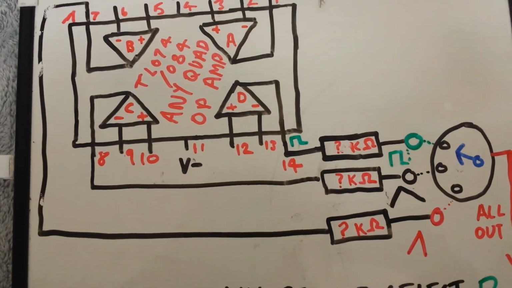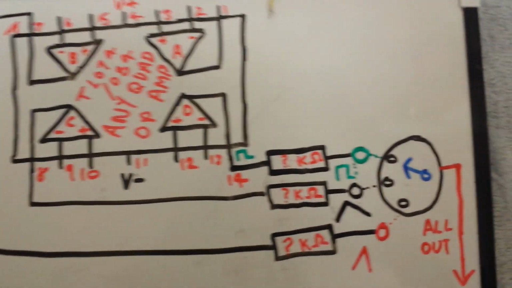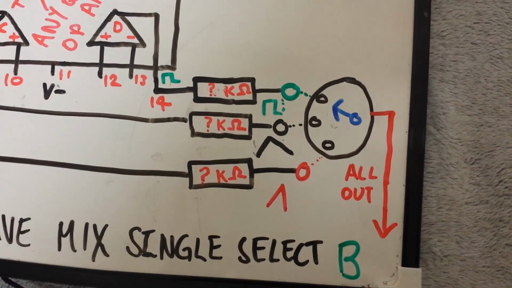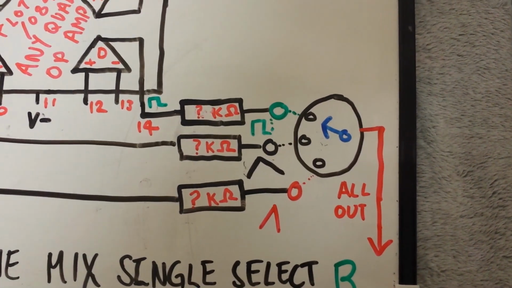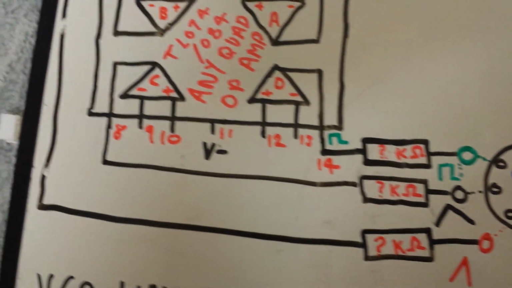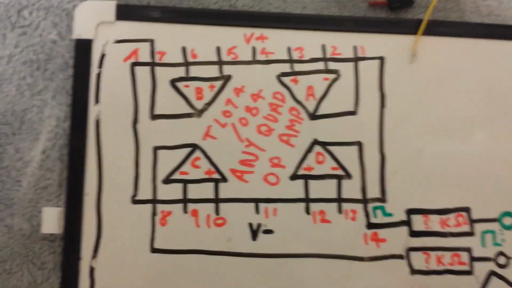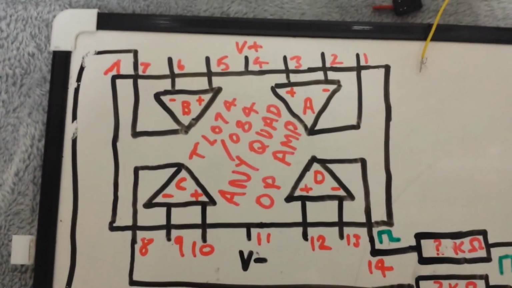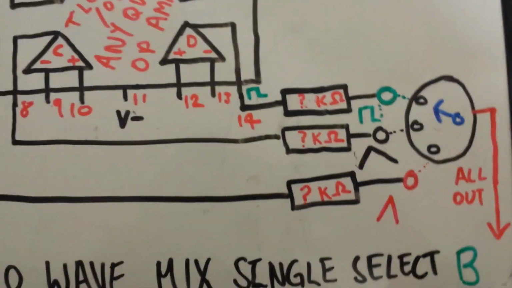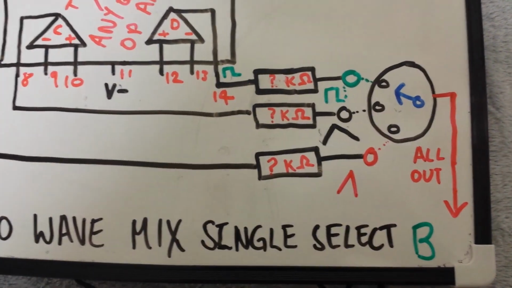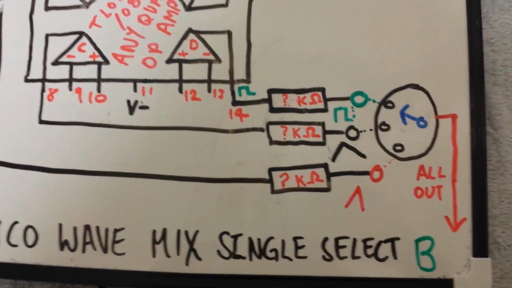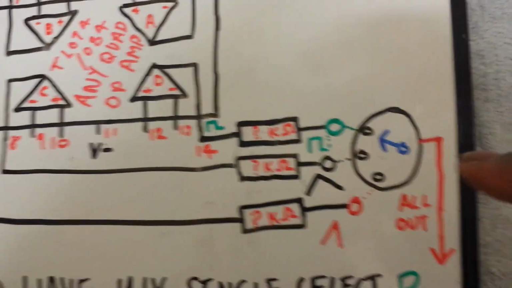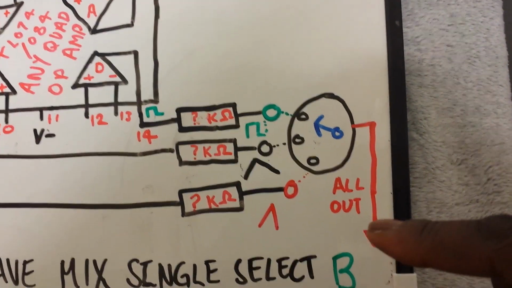If we have a look here, again, same quad op amp used, same outputs, but just a different option of selecting our waveforms. And we'll again send this all out to our VCF input.